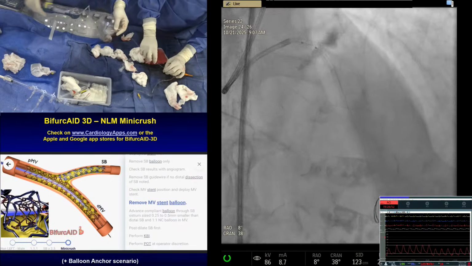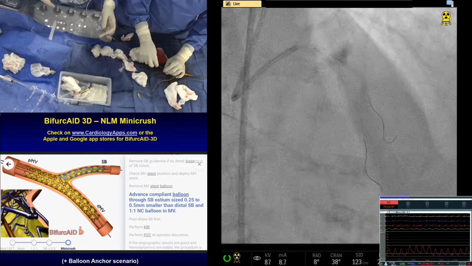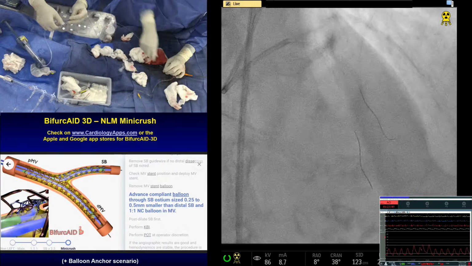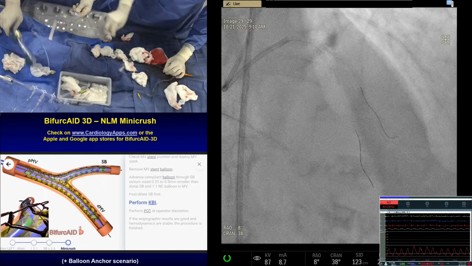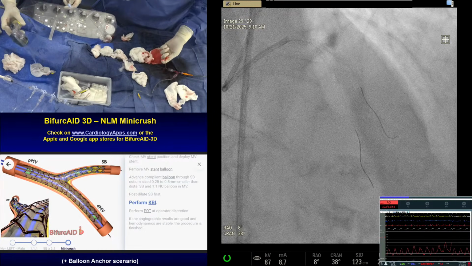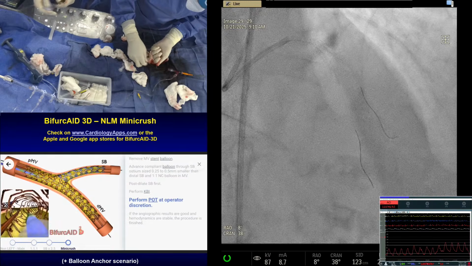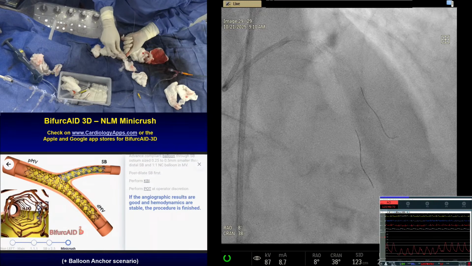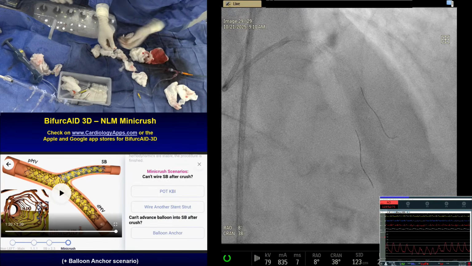Beautiful. Good. Okay. What are the balloons we have? High pressure? No, we don't need compliant. Now you need a non-compliant balloon.